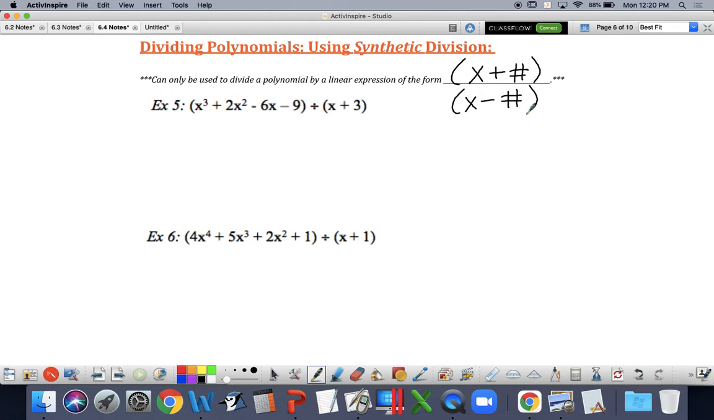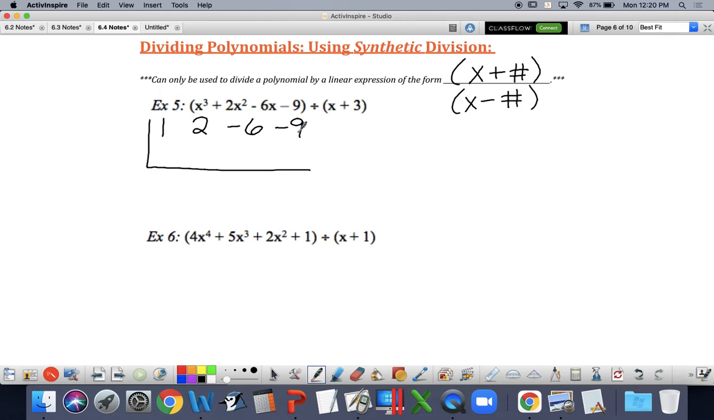And you guys have seen this shortcut already. We did it at the very beginning of the unit. So here's how it works. You guys kind of remember this little half rectangle? We're going to write down just the coefficients, and if I'm missing any coefficients for any term, I have to put in a placeholder of a 0. So I've got 1, 2, -6, -9.